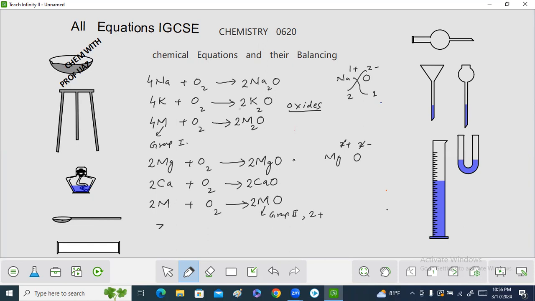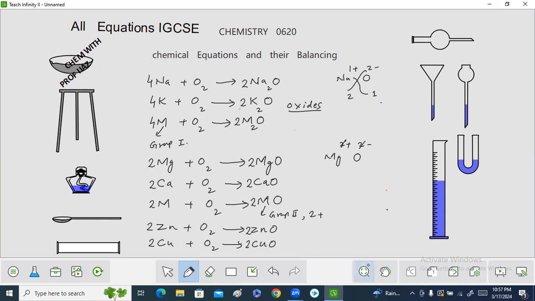If we have zinc, and zinc reacts with the oxygen to form zinc oxide, we can balance this chemical equation in the same way which we have already used for the group 2 elements. If we have copper, copper reacts with the oxygen to form copper 2 oxide, we can balance this equation in the same way. So all group 2 elements and the elements having 2 positive charge can react with the oxygen to form metal oxide, and the balancing coefficients are identical.